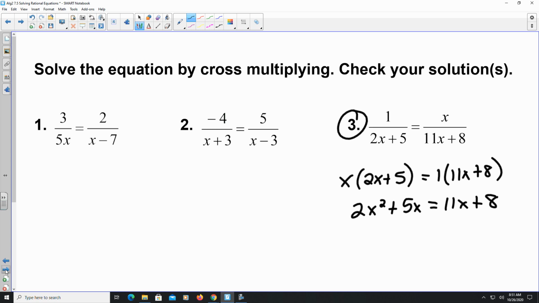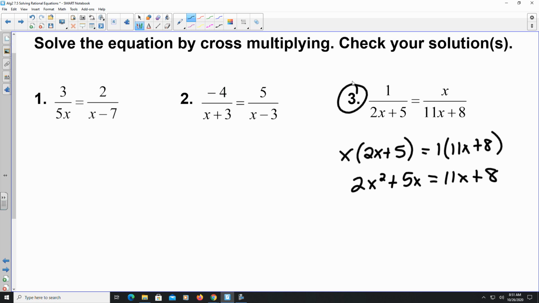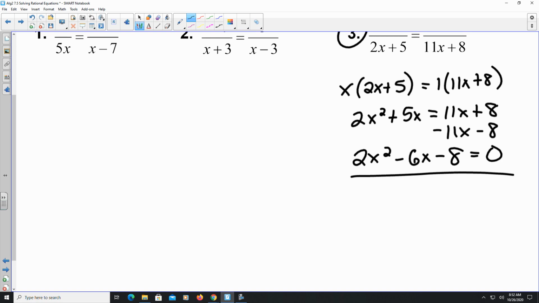What we have here with the x squared is a quadratic. Since we have a quadratic, I have to set my equation equal to 0. So I'm just going to subtract 11x and subtract 8. Now this turns into 2x squared minus 6x minus 8 is set equal to 0. With this one, I can divide everything by 2 because 2, 6, 8 are all divisible by 2. It becomes x squared minus 3x minus 4 is equal to 0.